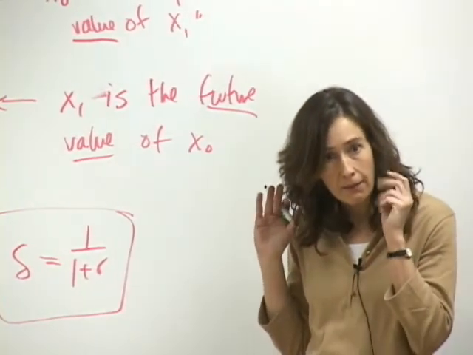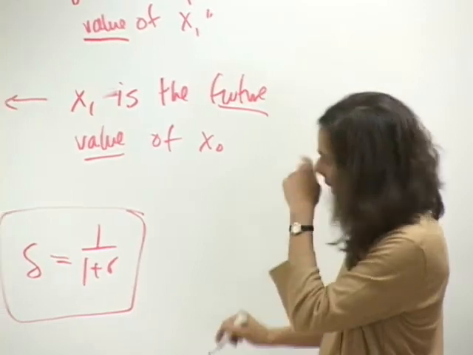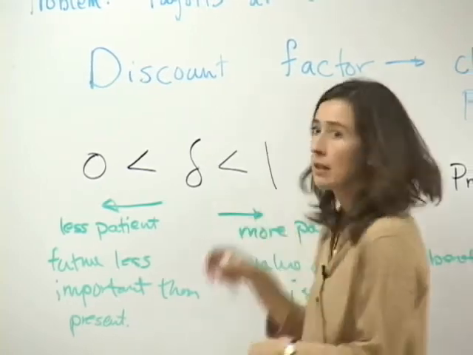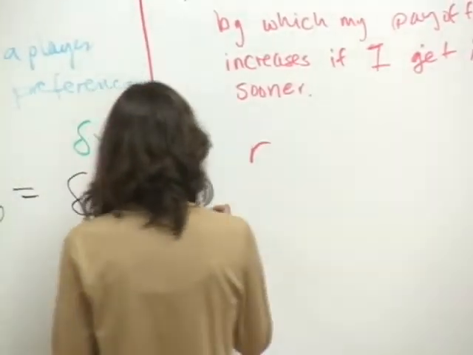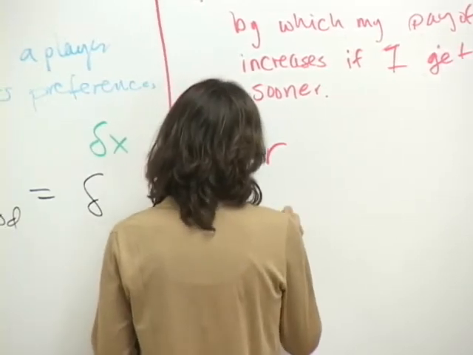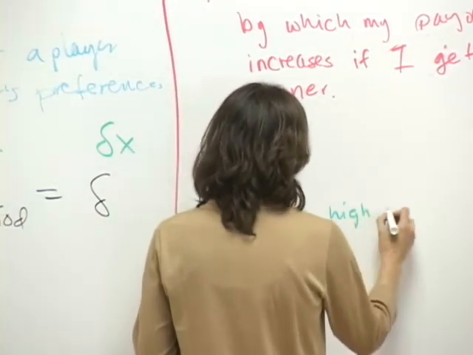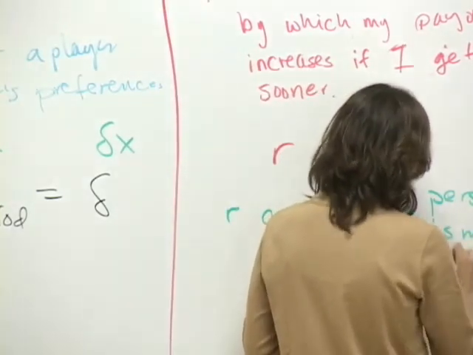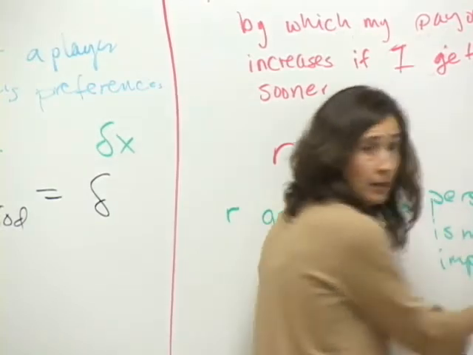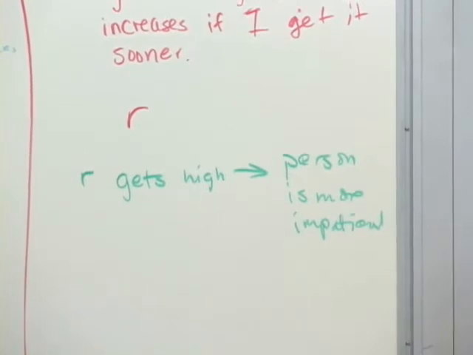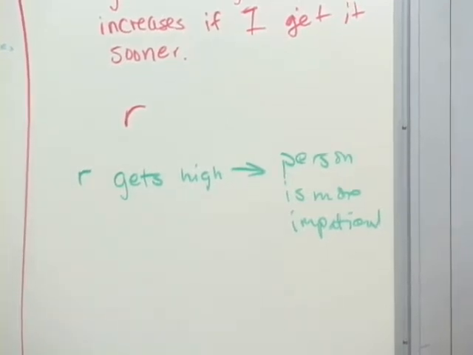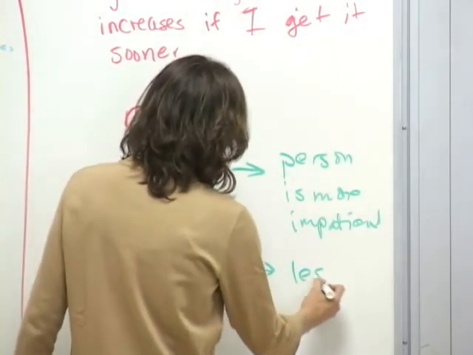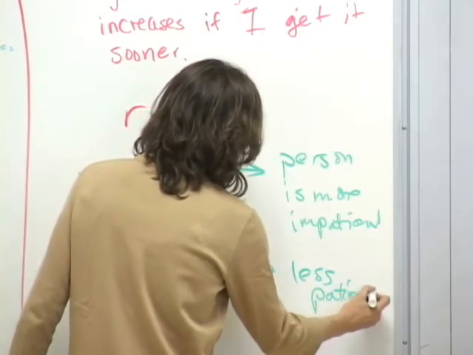And the thing you need to pay attention to is that when a discount factor gets high, it means the person is more patient. As R gets high, it means the person is more impatient, right? The higher the interest rate, the more I want my money now, okay? Because the more it's going to increase if I invest it. And if the interest rate is low, the person is getting less impatient.